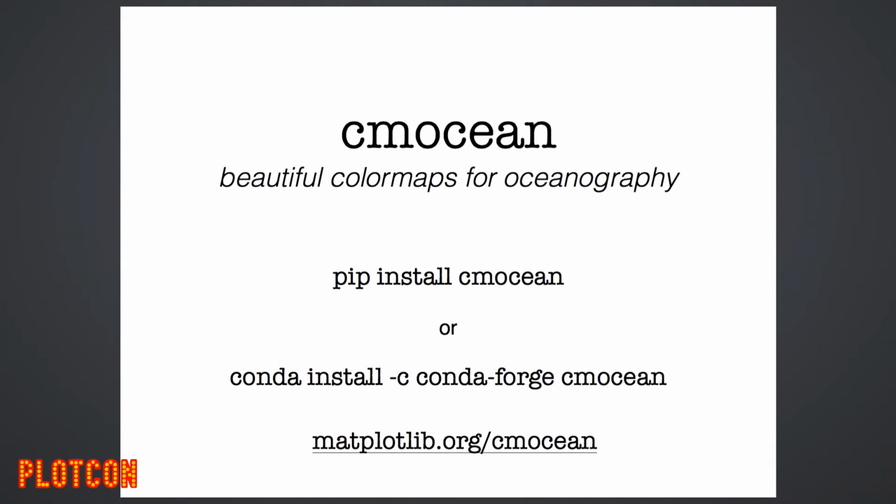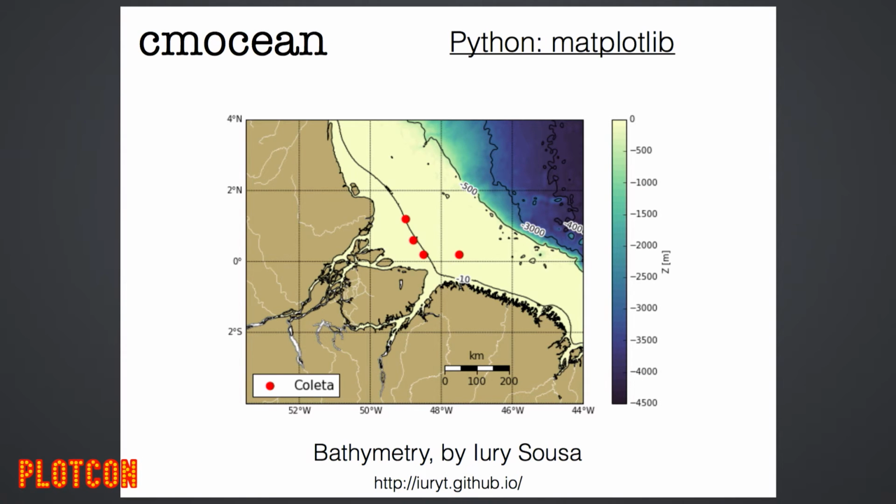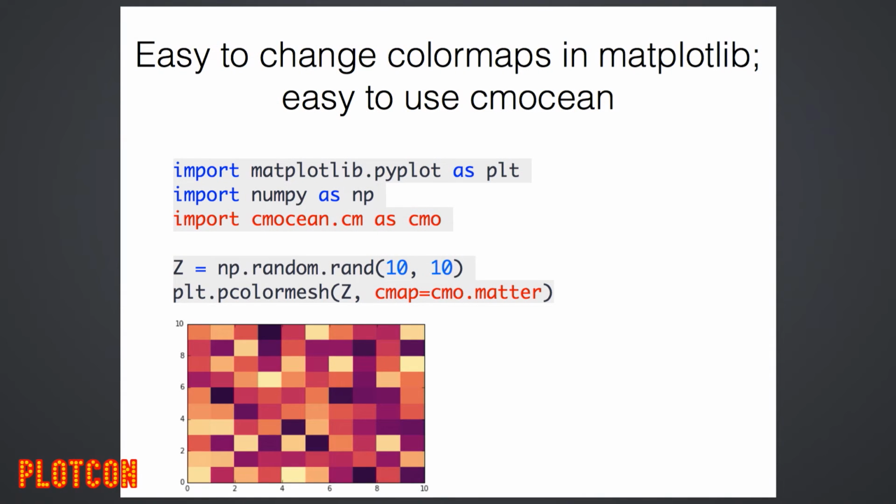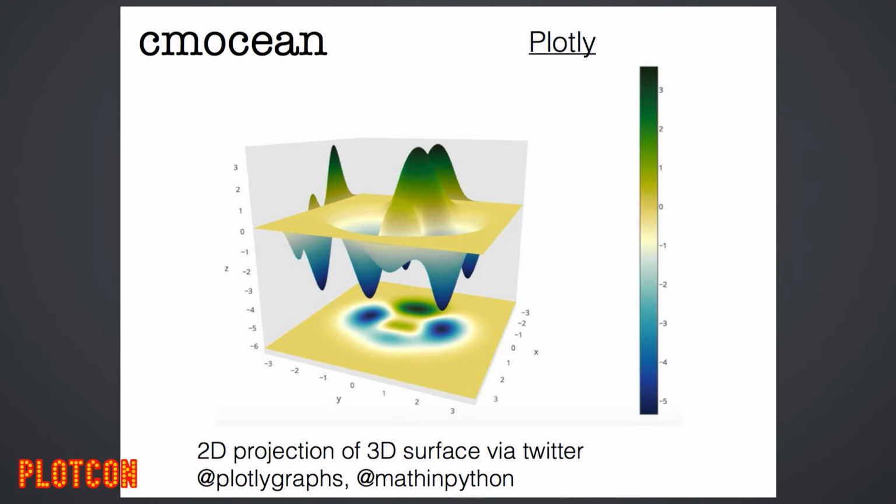This was originally developed in Python. It's available through pip and Conda Forge and hosted through matplotlib. So, another example from matplotlib from somebody else. And just as it's very easy to change color maps in your plots, it's very easy to use this package. I've highlighted the code in red that you would need to just stick in a color map for this.